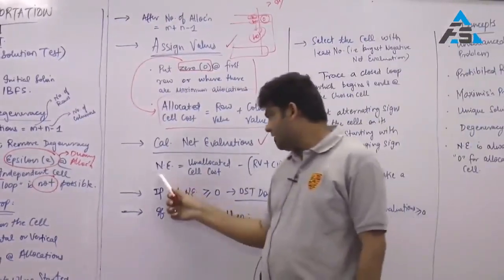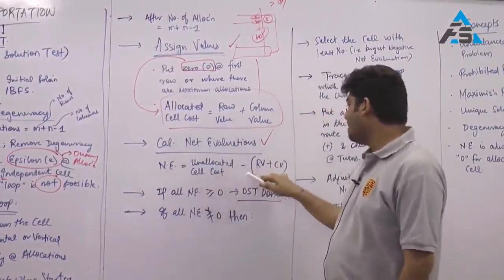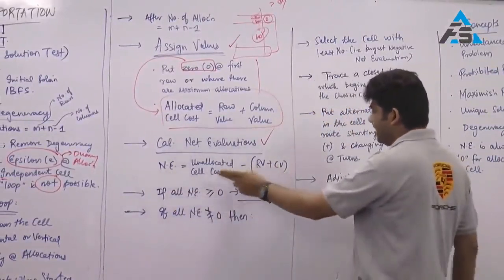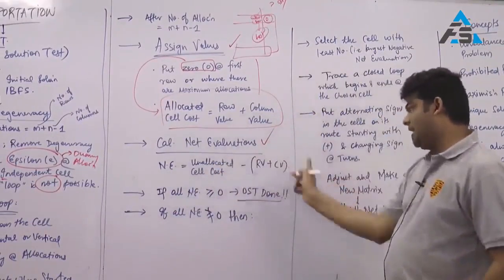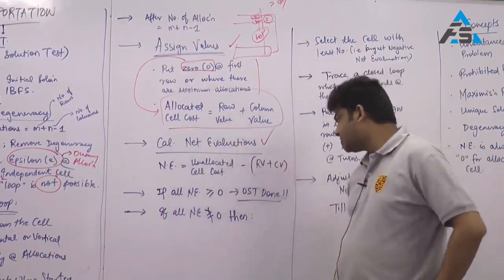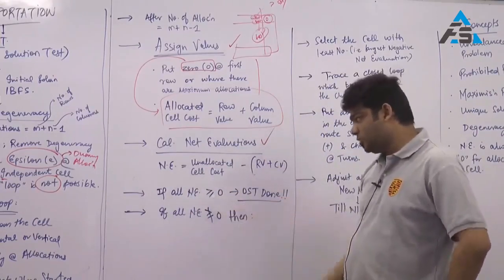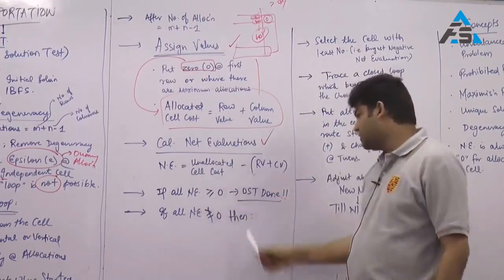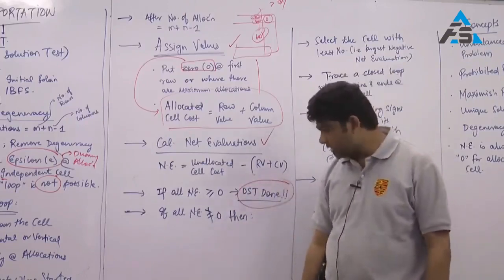Once that is done, then comes the most important step of OST, which is calculation of net evaluations. What is a net evaluation? Net evaluation is unallocated cell cost minus (row value plus column value). If you open this bracket, unallocated cell cost minus row value minus column value. As per your convenience, based on your mathematical knowledge, you can solve this point. If all net evaluations are greater than or equal to 0, so even 0 or more than that, then we say that we have reached optimality, OST done.